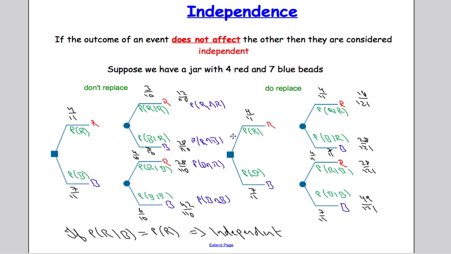Let's just formalize that again. If the probability that I choose red given I chose blue is the same as the probability that I chose red, that means they're independent.